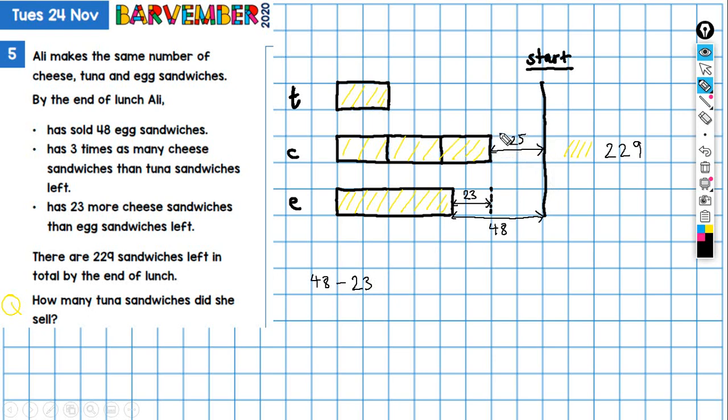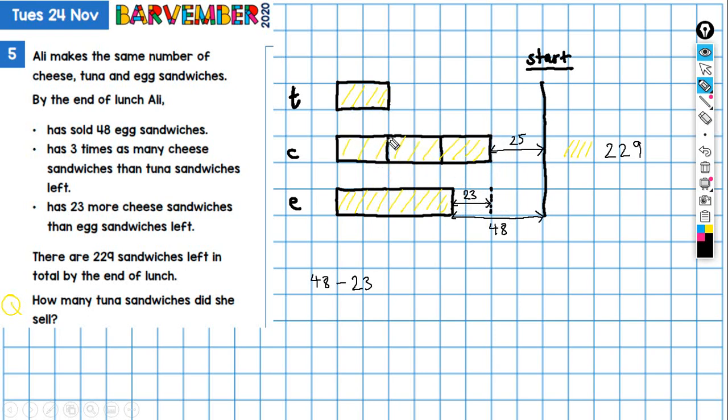Now that doesn't tell me how big these blocks are, because remember I drew this line in a completely arbitrary place. I could have drawn it anywhere. So I don't know anything yet. Let's have a look. What have I figured out so far? Well, if I added 23 here, if this was 23 bigger, this egg sandwich block would be the same size as the cheese sandwich block.